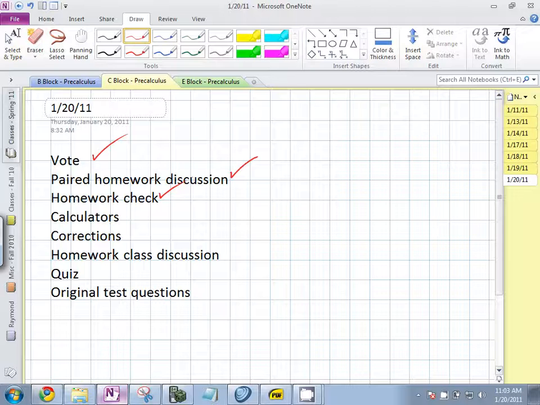Has everybody gotten a calculator, or are they in the process of getting one? Okay, any silence I'm going to assume as whatever I want it to be. So, yeah, okay, good. Anybody have corrections they want to hand in to me? Any corrections? If you do, just make sure you get them to me by the end of class.